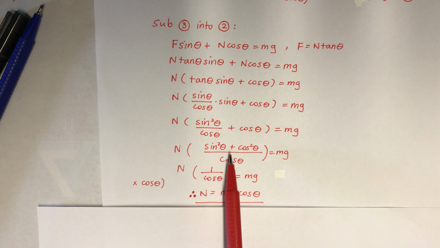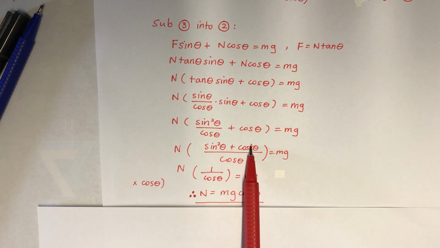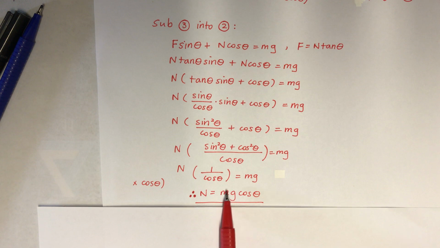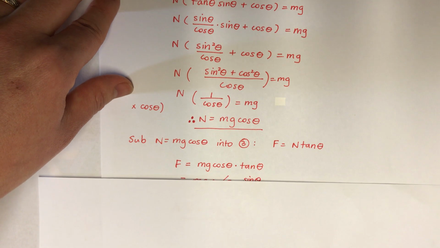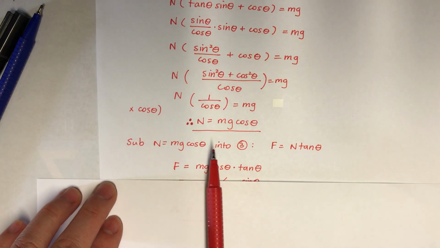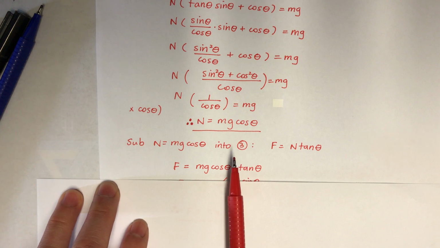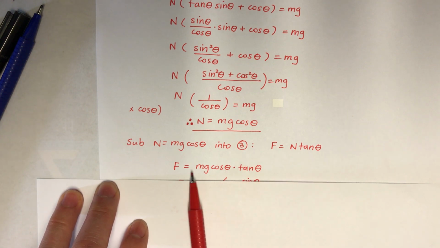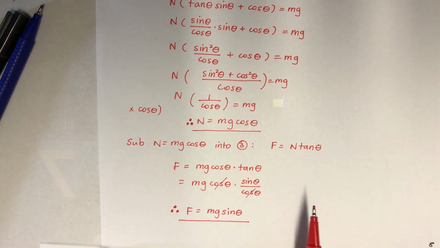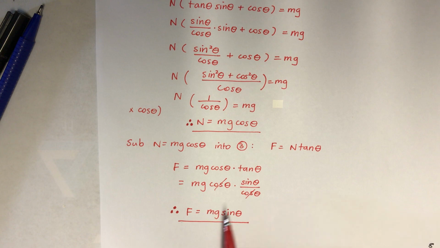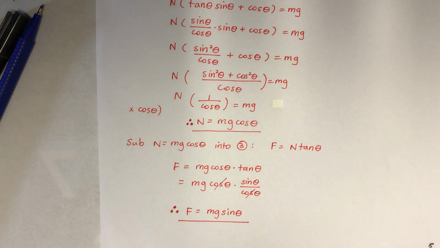When I make a common denominator, I'll get that top. That top is 1. Then if I times by cos theta, because I want n to be my subject, I will get mg cos theta. So that's the expression in terms of the normal force. Of course, if I substitute n equals mg cos theta into 3, which was f equals n tan theta, I'll put f equals mg cos theta times tan theta, and I'll cancel it out. I'll get f equals mg sine theta. Okay, so that wasn't too bad.